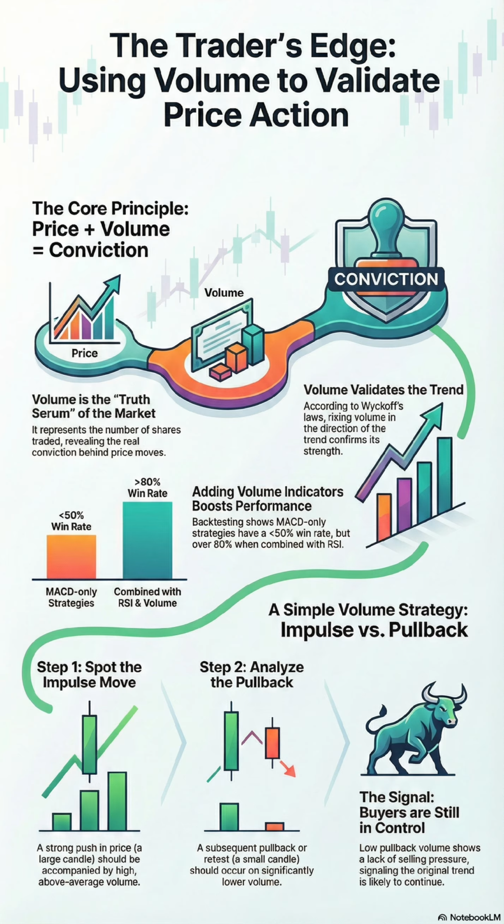You could use the 200 MA to define the overall market bias. If the price is above it, you only look to buy, and then use the 20 MA to time your specific entry within that larger bias.